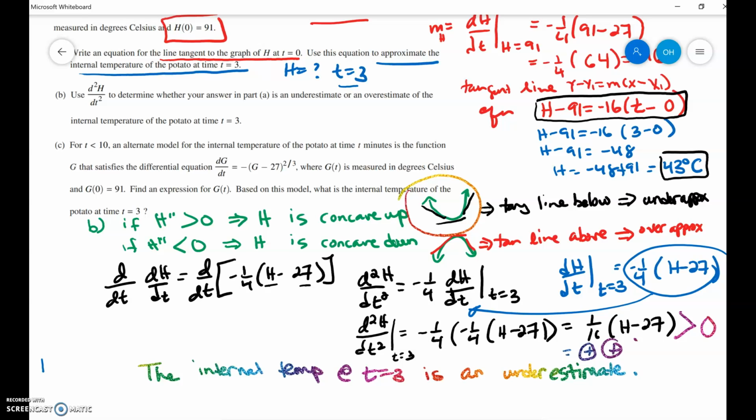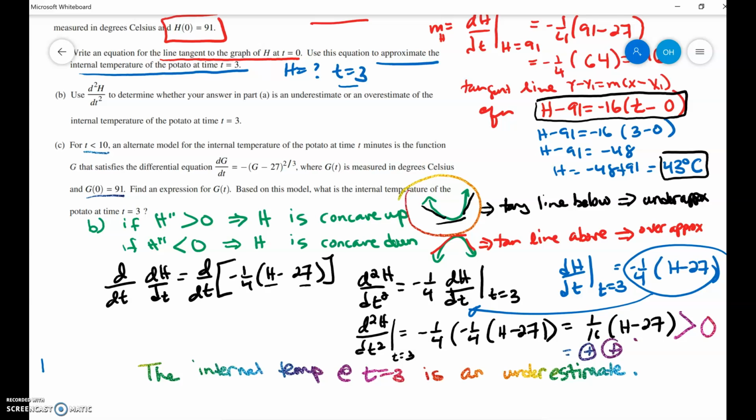Okay, so for part C, for t less than or equal to 10, an alternate model for the internal temperature of the potato at time t minutes is the function g that satisfies this differential equation, where g of t is measured in degrees Celsius and g of 0 is 91. Okay, so we have an initial condition. Find an expression for g of t based on this model, and use it to find the internal temperature of the potato at time t equals 3. They're really obsessed with the temperature of this potato. Well, anyway, we're going to have to do separation of variables here. So they want you to come up with the original function and then use that function to evaluate the internal temperature of the potato at time t equals 3.